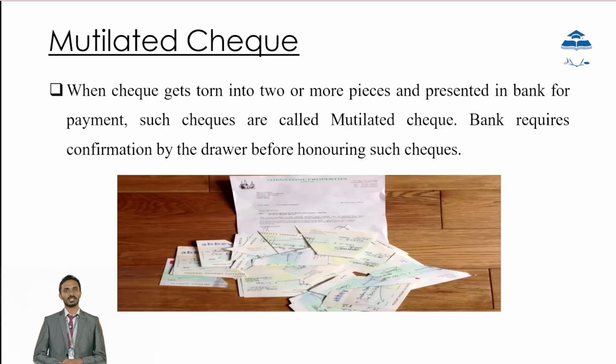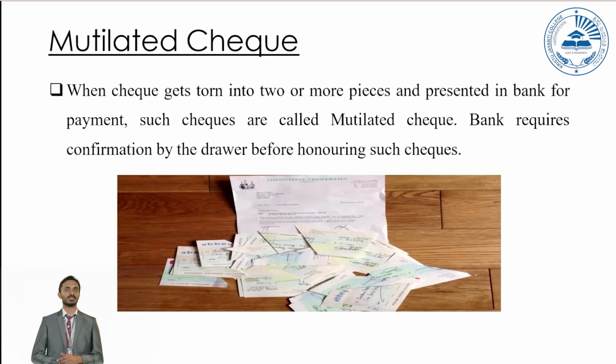Okay. Next we are moving to the mutilated check. Sometimes there may be a chance of the check getting torn into two or more pieces, and the presentation of the check is not in a good format, right? In that case, the bank can take a decision. Then what do the bankers have to do? They have to get the confirmation from the drawer before honoring the check.